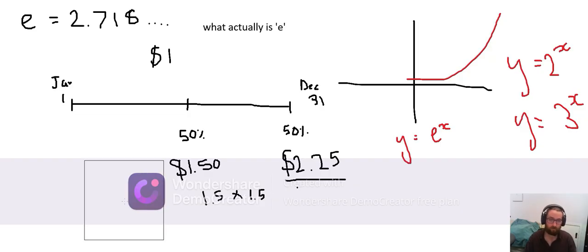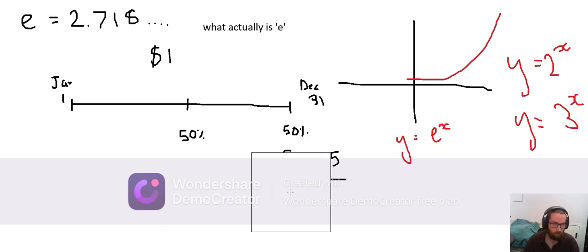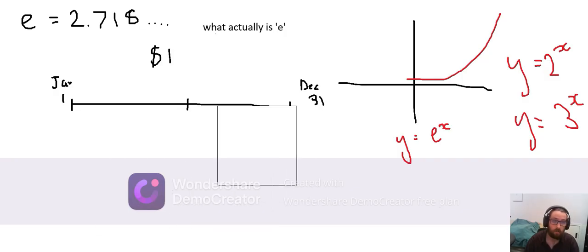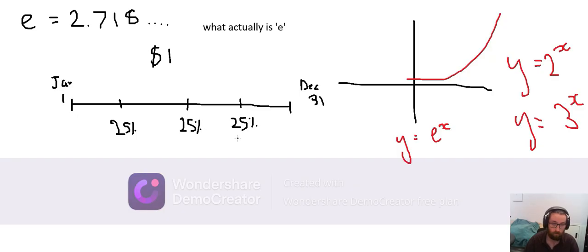Now, what if the bank wants to do a similar thing, but they want to charge you interest at a higher frequency? Let's say that instead of charging you 50% twice, they charge you 25% interest 4 times. So quarterly now. So we're going to get charged 25% interest just before April Fool's Day, then again in the very middle of the year, and then again at the start of October, and then again at the very end. It's going to be a similar calculation. So how much money are we going to have here?